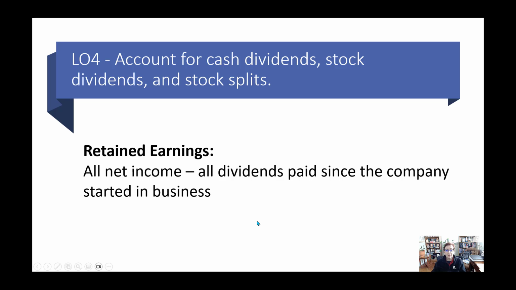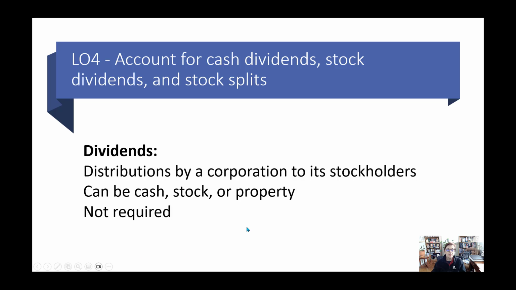Now, let's look at cash dividends and stock splits. Remember, retained earnings is all the net income minus all the dividends paid since they started in business. Dividends are a distribution by a corporation to its stockholders. They can be dividends in the form of cash, stock, or property. Property is kind of unusual. We're going to look at cash and stock here. Dividends are not required. So if a company borrows money and has to pay interest, that is a required payment, right? But a company never has to pay dividends.